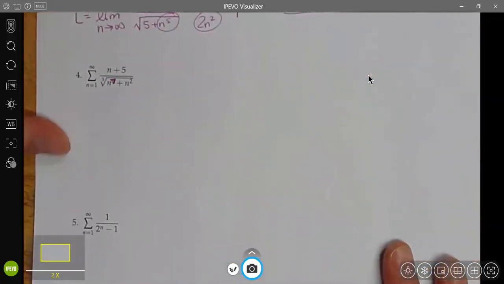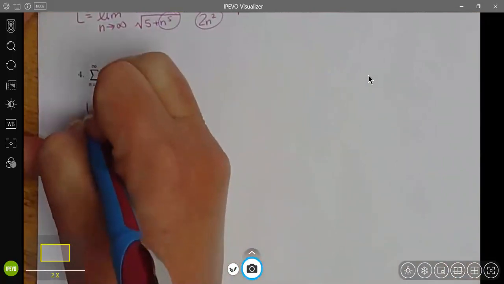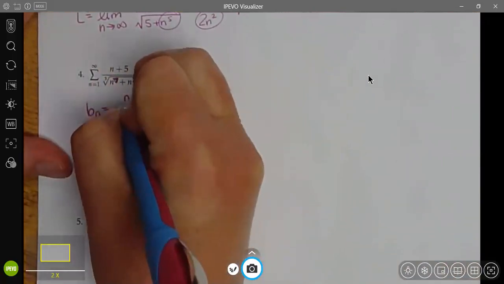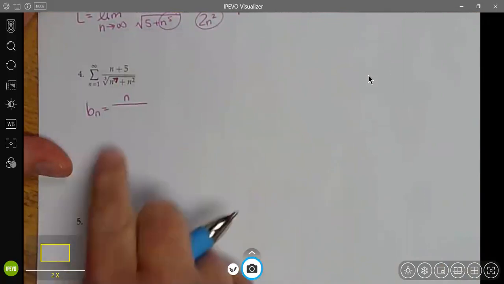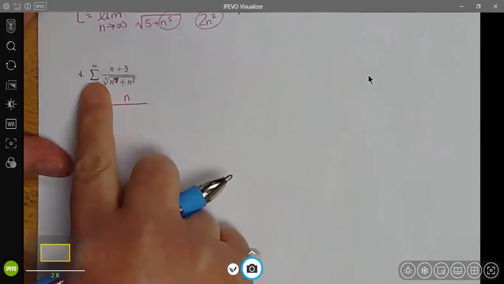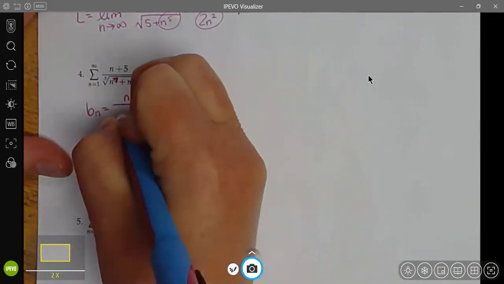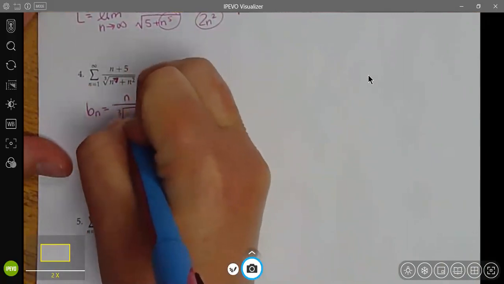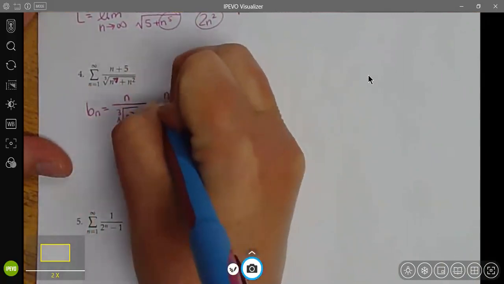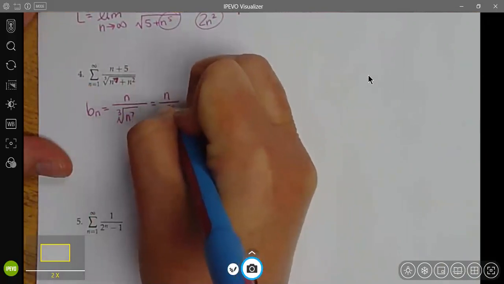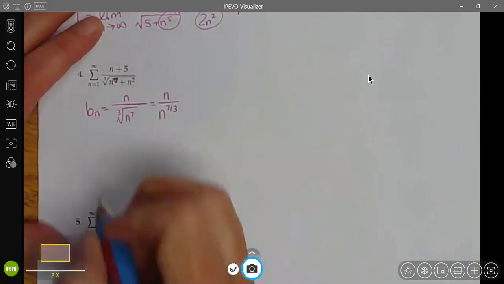All right, so my b sub n on this one, the biggest term in the numerator is that n, so I'll put an n there. The biggest term in the denominator is this n to the 7th under this cube root. So that is the cube root of n to the 7th. So can we write that as n over n to the 7/3? And let's find our limit.